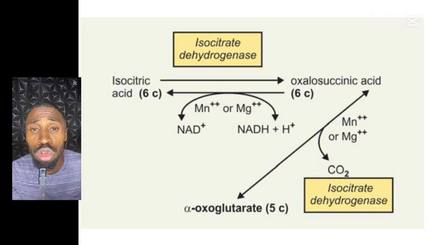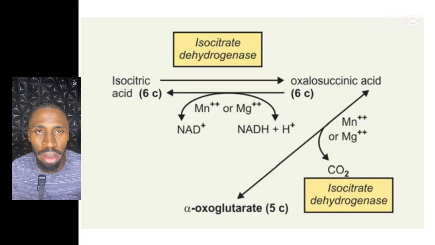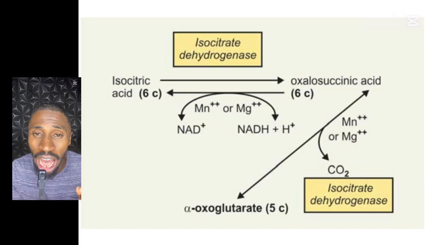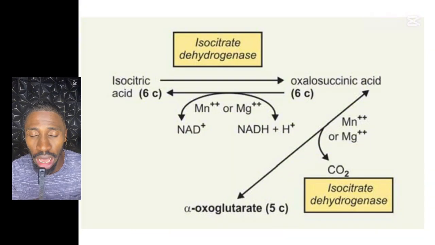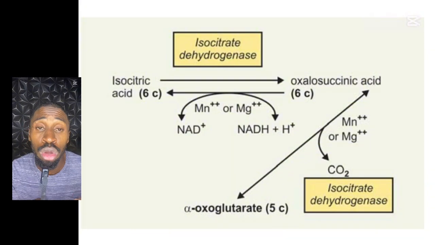Now oxalosuccinate or oxalosuccinic acid also undergoes decarboxylation here, using the same enzyme, isocitrate dehydrogenase, to form alpha-Ketoglutarate. So the conversion of isocitrate to alpha-Ketoglutarate involves two reactions. The first reaction, we form oxalosuccinate, and we decarboxylate to form alpha-Ketoglutarate.